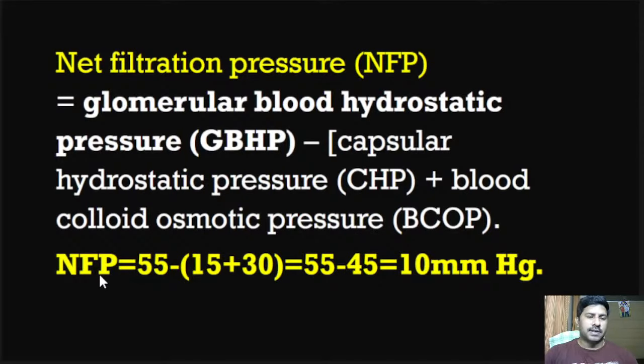The normal glomerular blood hydrostatic pressure is 55, capsular hydrostatic pressure is 15, and blood colloid osmotic pressure is 30. So the equation is 55 minus 45, which gives 10 millimeter of mercury net filtration pressure.